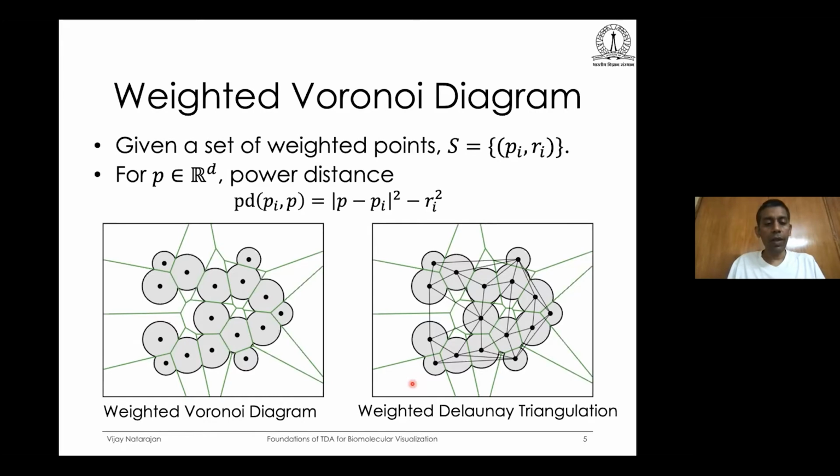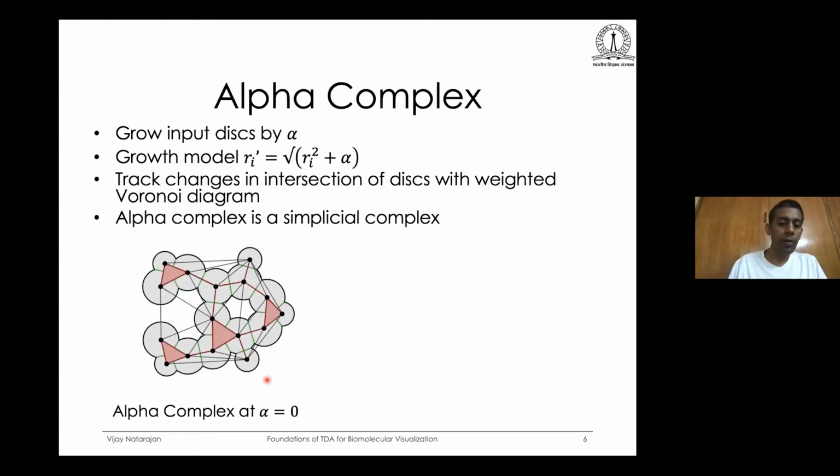So far, we have talked about the representation of the entire plane. The Voronoi diagram or the weighted Voronoi diagram partitions the entire plane. We are, of course, interested in the region occupied by the disks. In order to capture this, we look at a substructure, and this is called the alpha complex. And in order to reach there, we talk about a growth model where the radius of each disk is grown in the following way. You increase the square of the radius by a value alpha, and this is the alpha that refers to the parameter in this complex, the alpha complex.